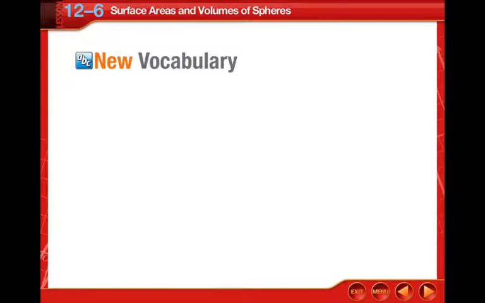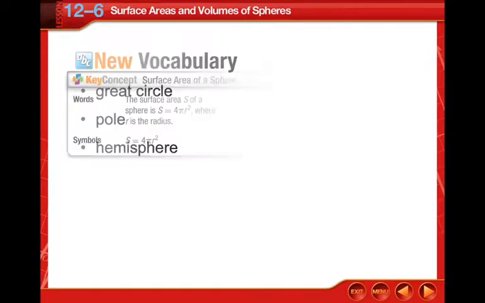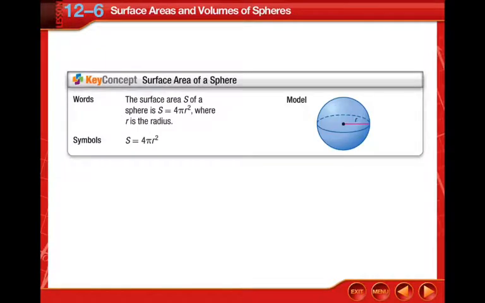So a few vocab words we're going to see: great circle, pole, and hemisphere. The great circle is a circle that goes completely around a sphere right through the middle. The pole would be like the pole that goes from north to south pole on the Earth, and the hemisphere, just like on Earth, is just half of a sphere. So surface area of a sphere is equal to 4 pi r squared. That's the formula we're going to use for the first few problems.